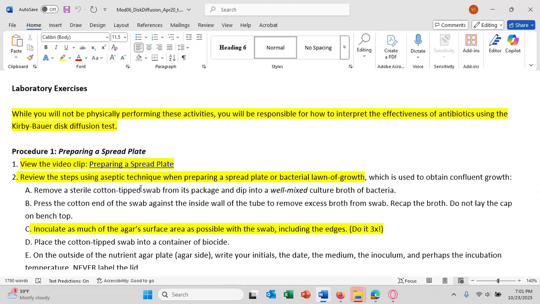And this is so important, let me illustrate it. So pretend this is my petri dish containing agar that has no bacteria on it. And what you do is you get, I'm going to stick my pencil in there.